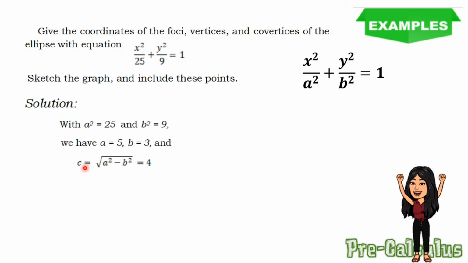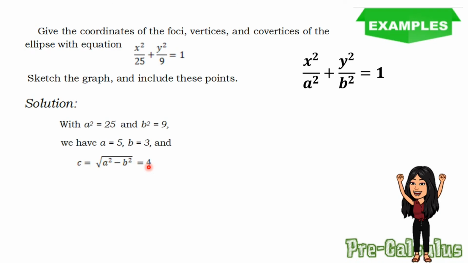Since ika-cancel out natin yung squared kay C, kaya nilagyan ko ng square root, kaya naging ganyan. So, substitute lang natin. 25 minus 9 is obviously 16. And the square root of 16 is 4. Therefore, we now have the value of our C, which is 4.